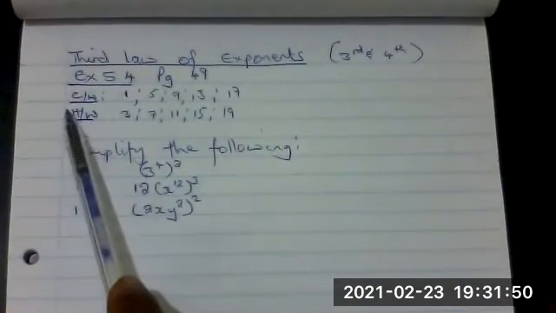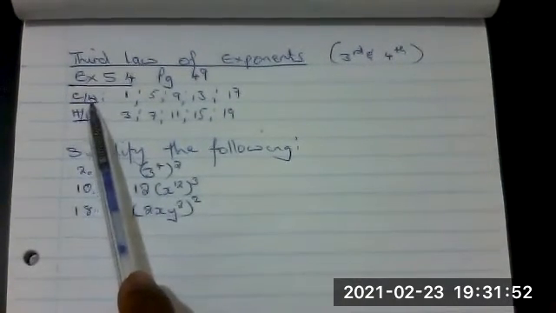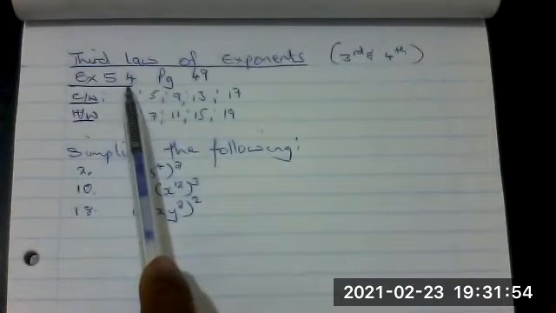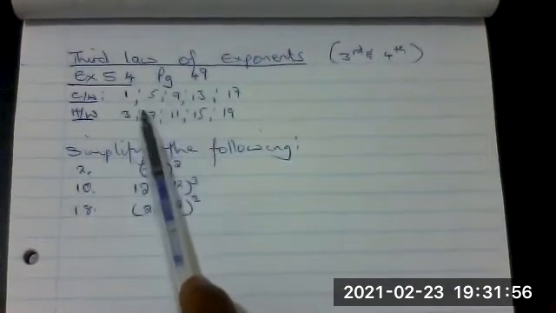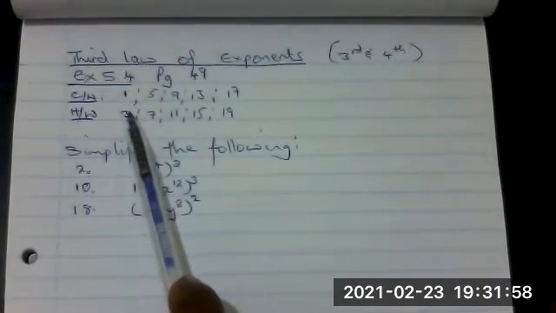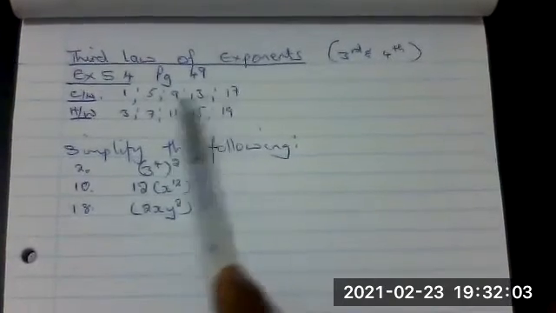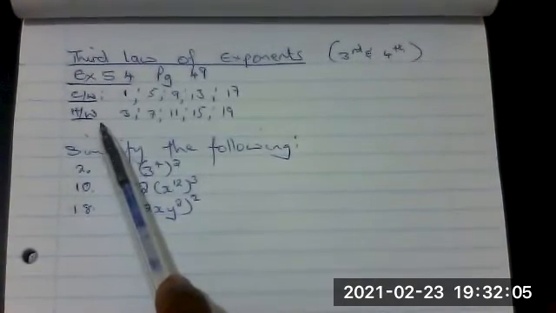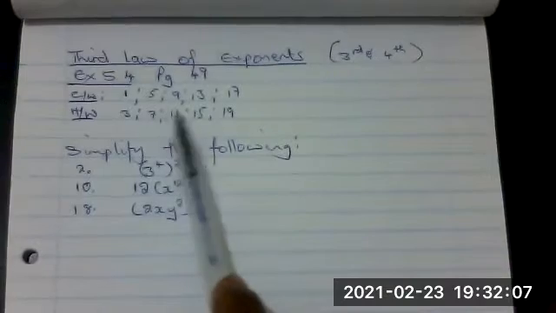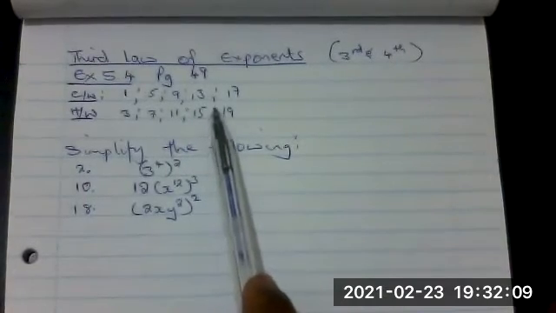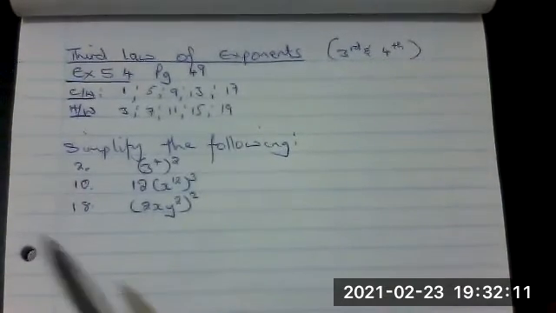Then the classwork is from exercise 5.4, page 49 of the textbook. Today it's numbers 1, 5, 9, 13, and 17. Then the home activity, or the homework, is 3, 7, 11, 15, 19. That's the work.